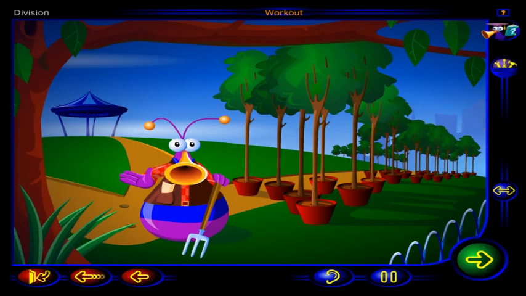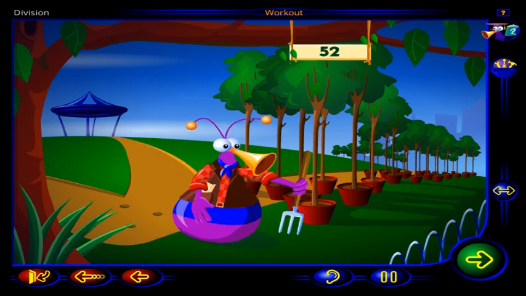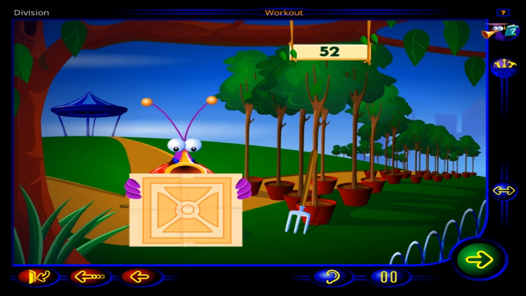Hey, better get working. You've got 52 trees to plant. Where are you going to plant them? Oh, I see. Looking at this plan of the park, you've got to plant an equal number of trees along each side of this square-shaped park.